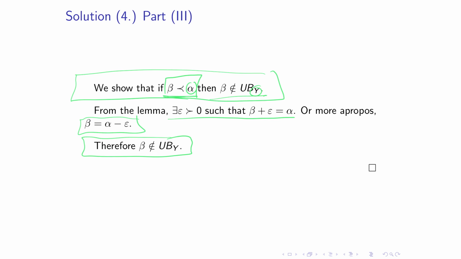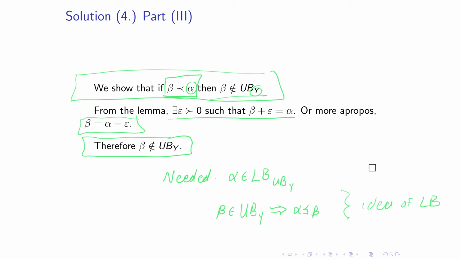Let's connect this all the way back to why we were doing this in the first place. We needed to show that alpha was a lower bound on the set of all upper bounds of Y. To do that, we wanted to show that if you pick any beta out of the set of upper bounds, then alpha is less than or equal to beta. Because that's just the idea of a lower bound.